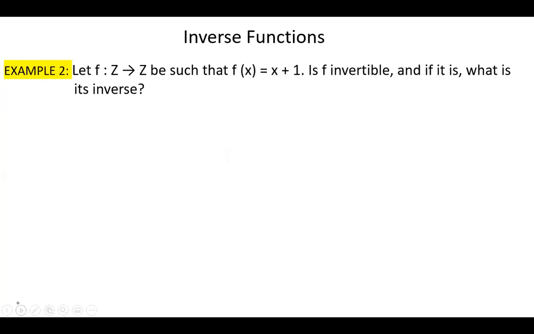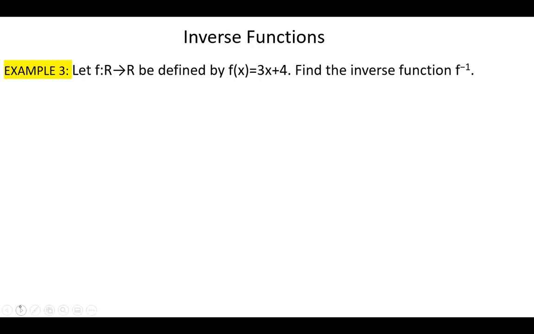Example 2. Let the function f from Z to Z be such that f of x equals x plus 1. Is f invertible? And if it is, what is its inverse? The function f is invertible since it's a one-to-one correspondence. To reverse the correspondence, suppose that y is the image of x, so that y equals x plus 1. Then x equals y minus 1. This means that y minus 1 is the unique element of Z that is sent to y by f. Consequently, the inverse function f minus 1 of y equals y minus 1.